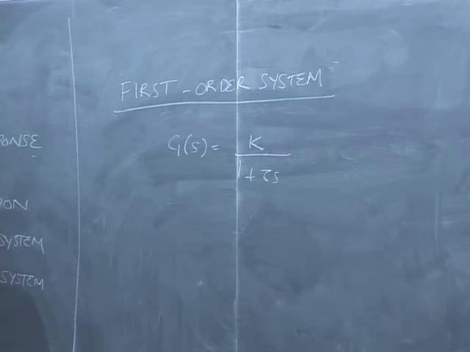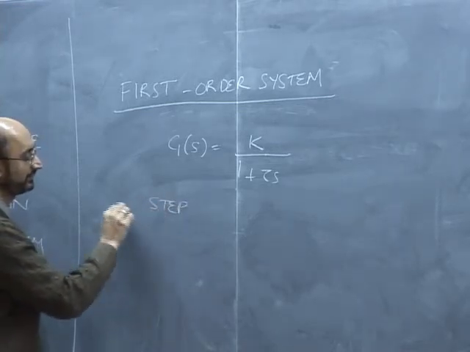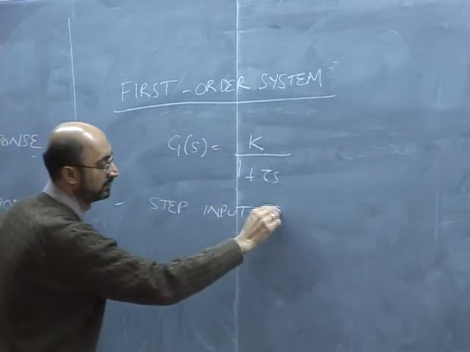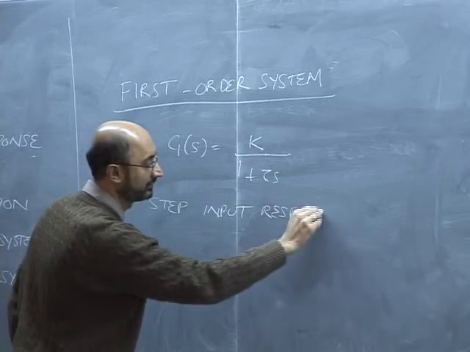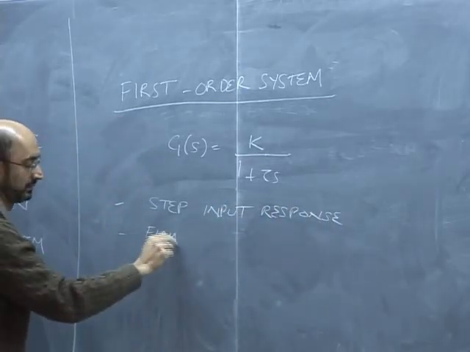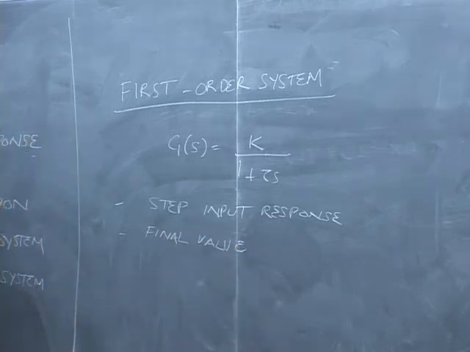What it means is that the way we study these systems is to look at essentially a step input. There's really a couple of things we do. We look at the step input response. And the second thing we like to do is to compute the final value of the step input response.